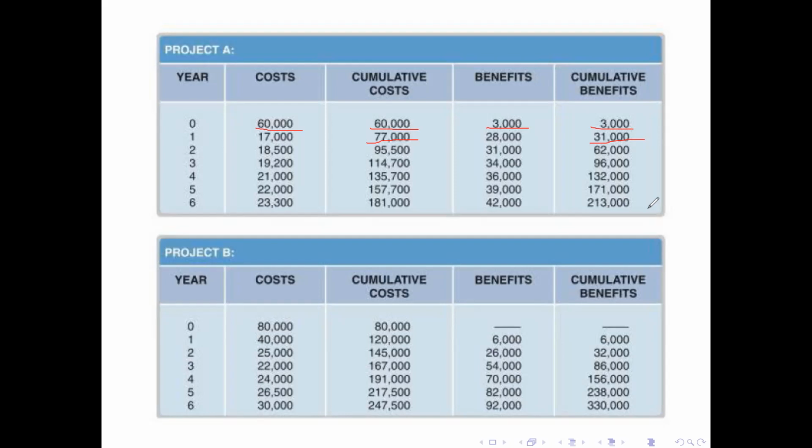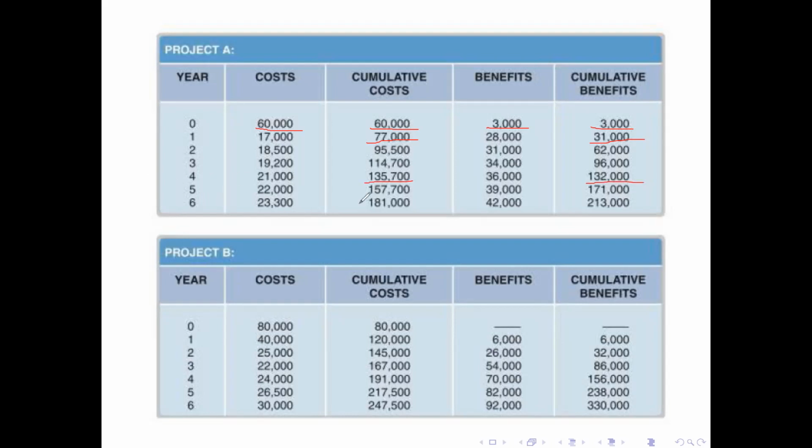So benefits should be more than the cost, right? If you look at after year 4, you can see here the cumulative cost will be 135,000. The benefits are 130,000. It still is missing.